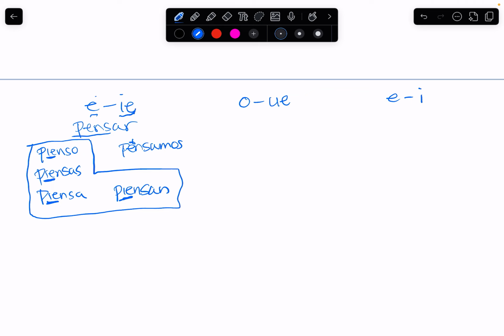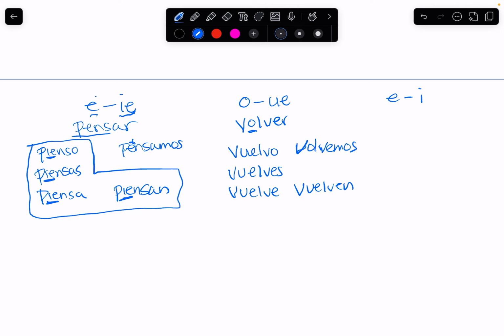Now you have O to UE. An example would be volver, which means to return. Okay? So it changes from O to UE. So it's vuelvo, vuelves, vuelve, volvemos, vuelven. And here again, the boot formation tells you that the O that's originally there changes to UE.